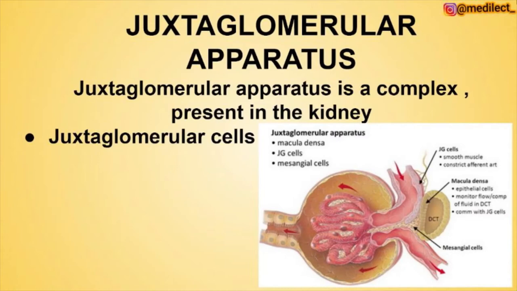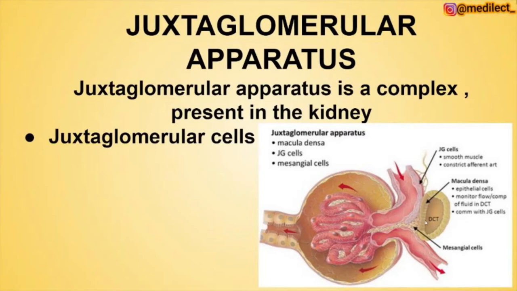Now, what are the JG cells first of all? JG cells are specialized epithelial cells present in the tunica media of the afferent arteriole. This is the afferent. So these are the specialized epithelial cells present in the tunica media of the afferent arteriole. Now next is the macula densa. As I told you before also, this is the part of the DCT, epithelial cells of the DCT.